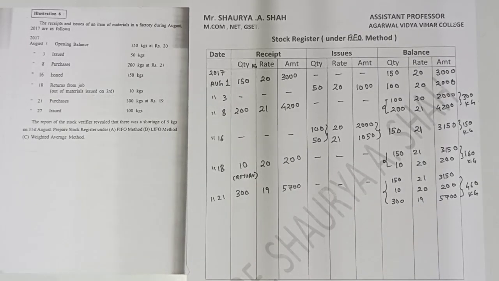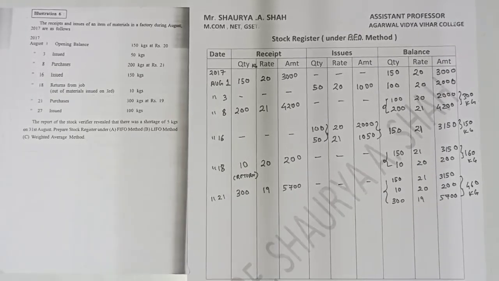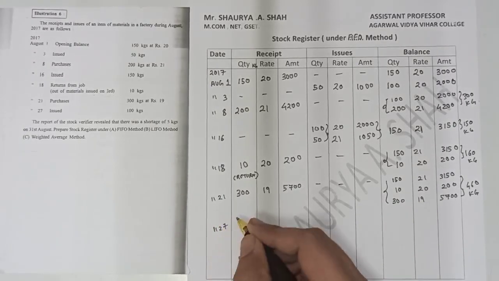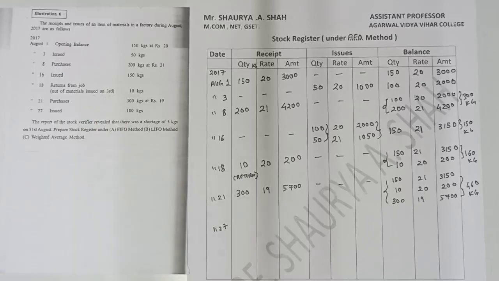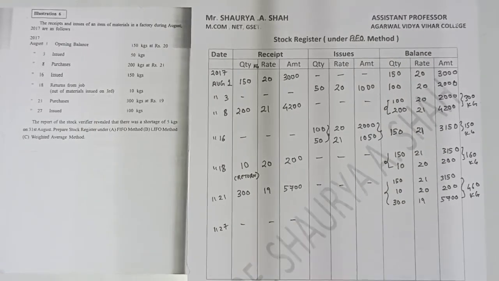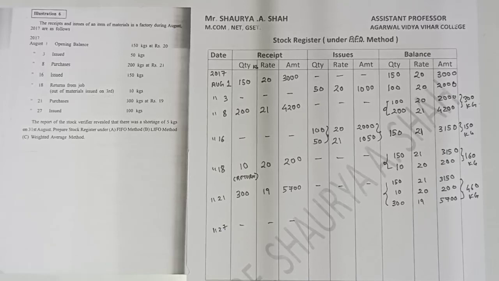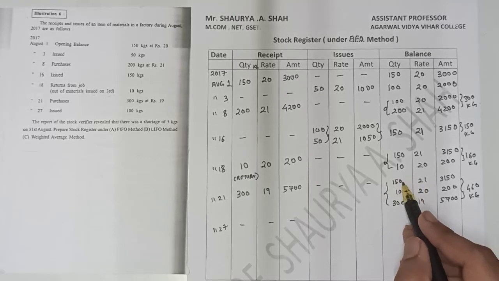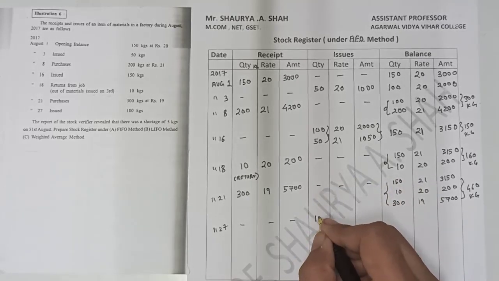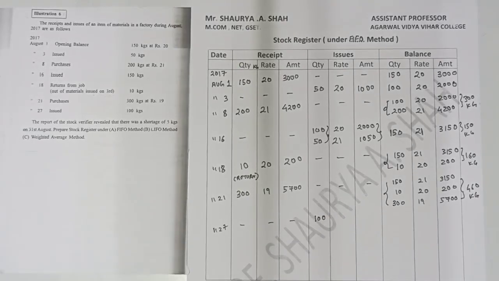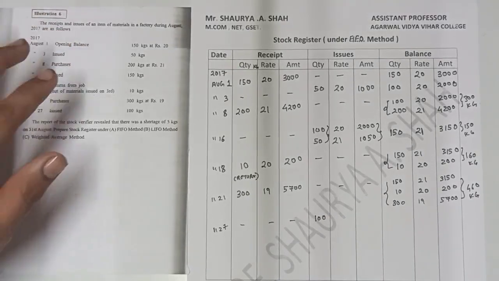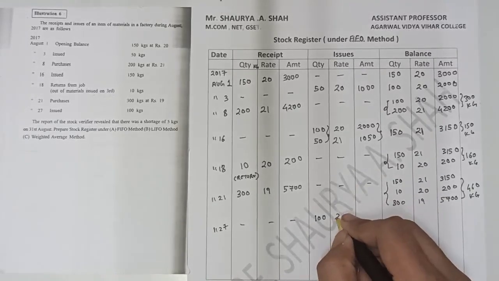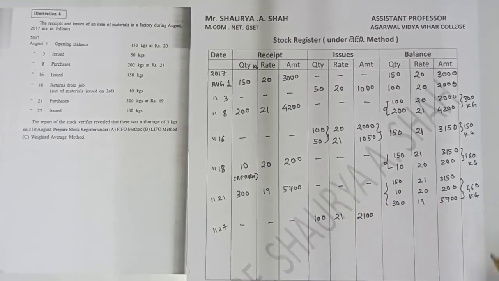Then after that, the last transaction which they have given is on 27th. On 27th, you have issued 100 kg. So dash dash in the receipt column, right? 100 kg you have issued, right? So from where must you have issued this 100 kg, students? Without any doubt, from the first one. Out of the set of 3, from the first one you must have issued 100 kg, right? So 100 quantity. From that your price will be related to that particular lot, that is 21. So 2100 is my issue, right?